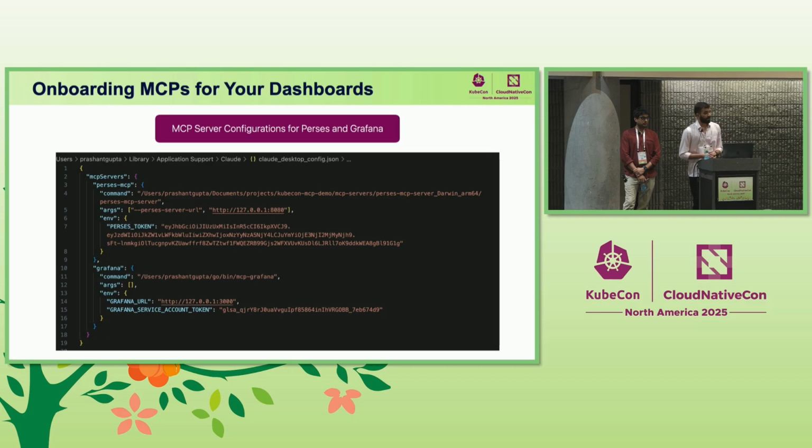Once you have downloaded the binaries and gathered the tokens, you can add everything into your MCP client configuration. And here's what a final combined setup looks like. So both Perses and Grafana MCP servers connected to a single agent, a single client. This configuration allows the agents or LLMs to interact with multiple dashboards seamlessly, from fetching metrics to automating updates. And with that, I'll hand it back to Prashant to show how this all comes together in action.